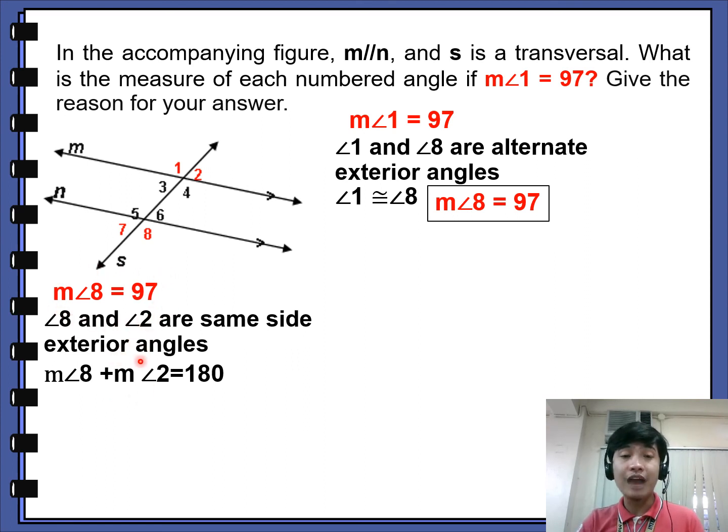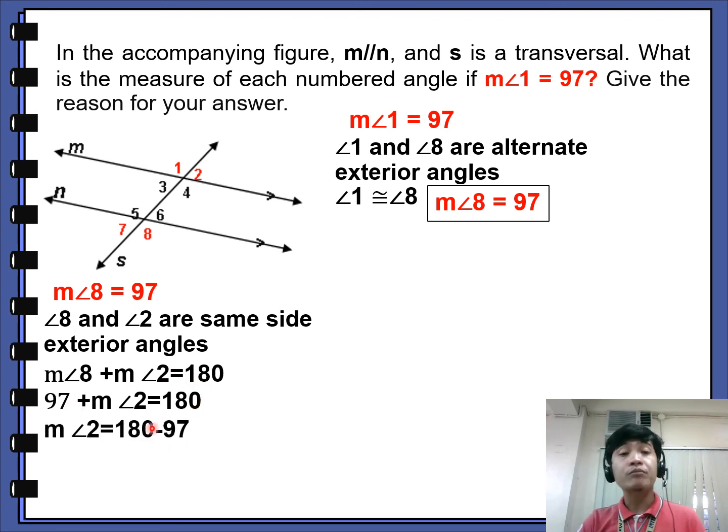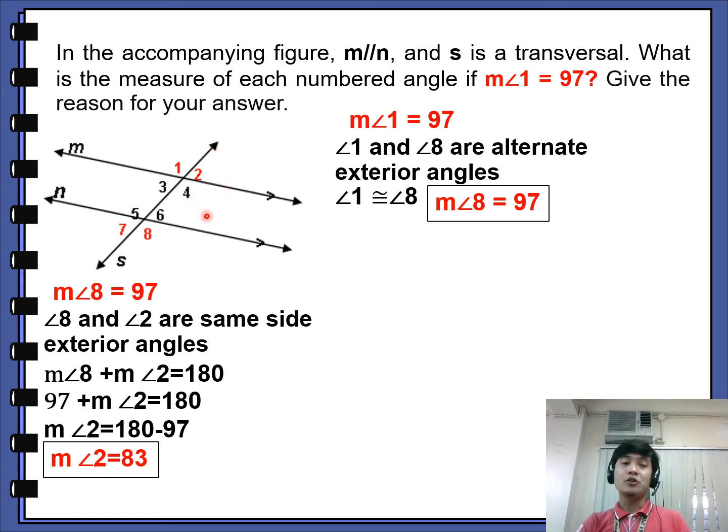Substituting the measurement of angle 8 here, we have 97 plus the measurement of angle 2 is equal to 180. By transposing 97 on the right side, we have the measurement of angle 2 is equal to 180 minus 97. Pag sinimplify pa natin ito, ang measurement ng angle 2 natin ay 83. Si angle 2 dito ay 83. So meron na tayong measurement kay angle 8, meron na tayong measurement kay angle 2.